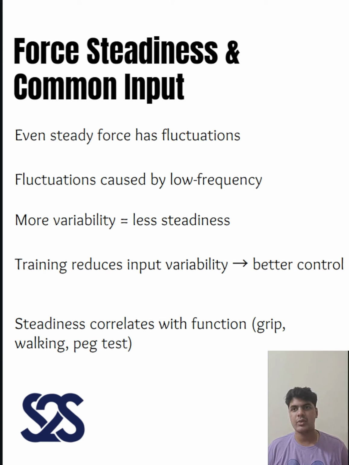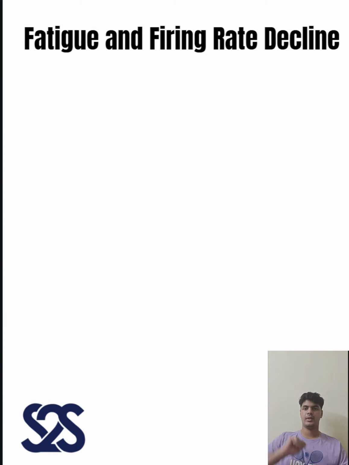With training, you can make sure the muscles are firing at a constant rate and at a constant frequency, so that it will get better also. Fatigue and firing rate decline. So we know that when you're doing a prolonged activity like an isometric movement, it reaches a point where your body won't be able to keep up with the force, which is known as fatigue.